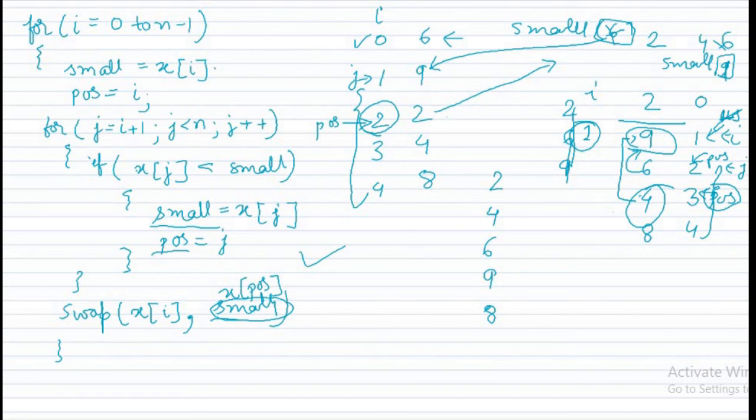And it requires a minimum number of swaps. The best case complexity is order of n square. Worst case complexity and average case complexity are also order of n square. So we can say that the selection sort is good for smaller unsorted lists.